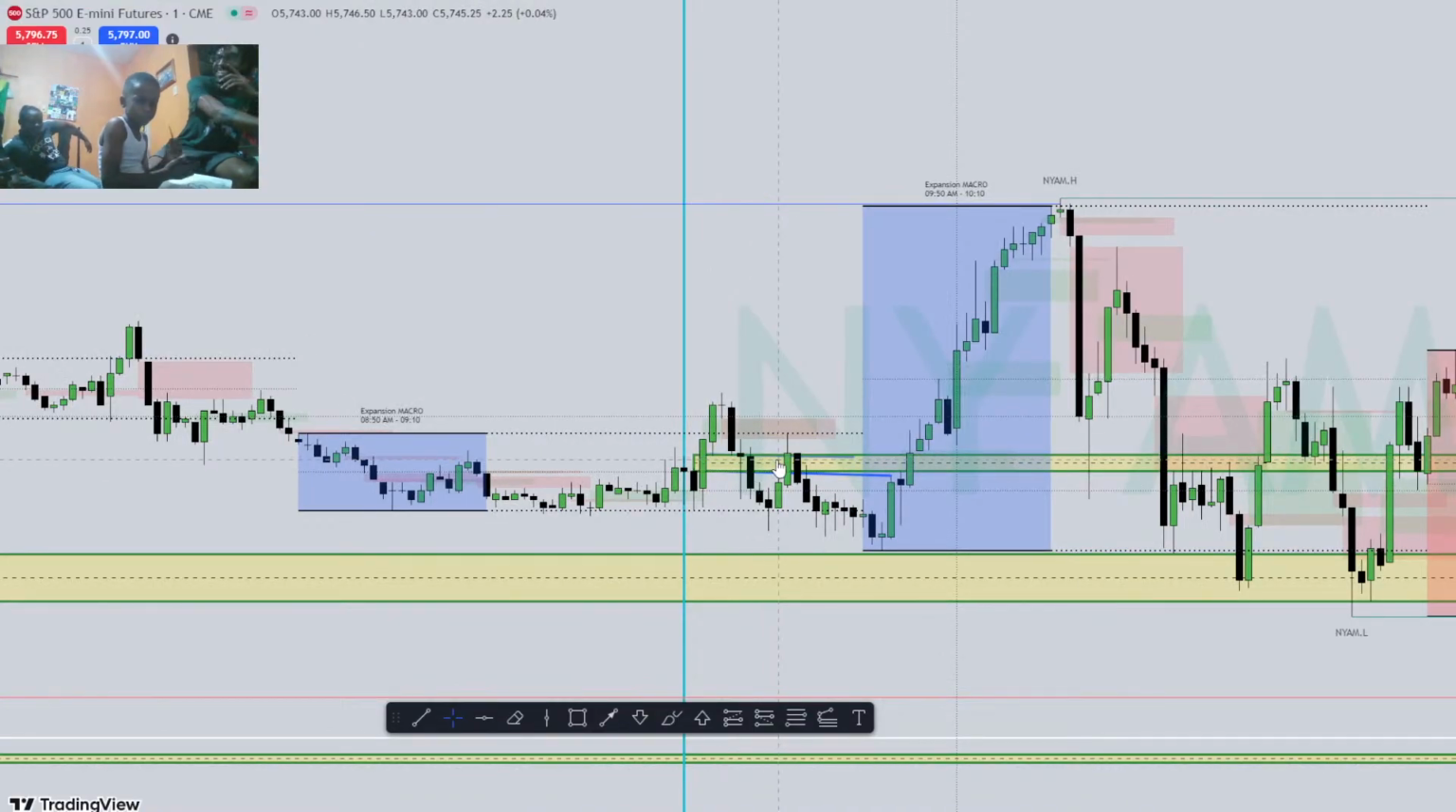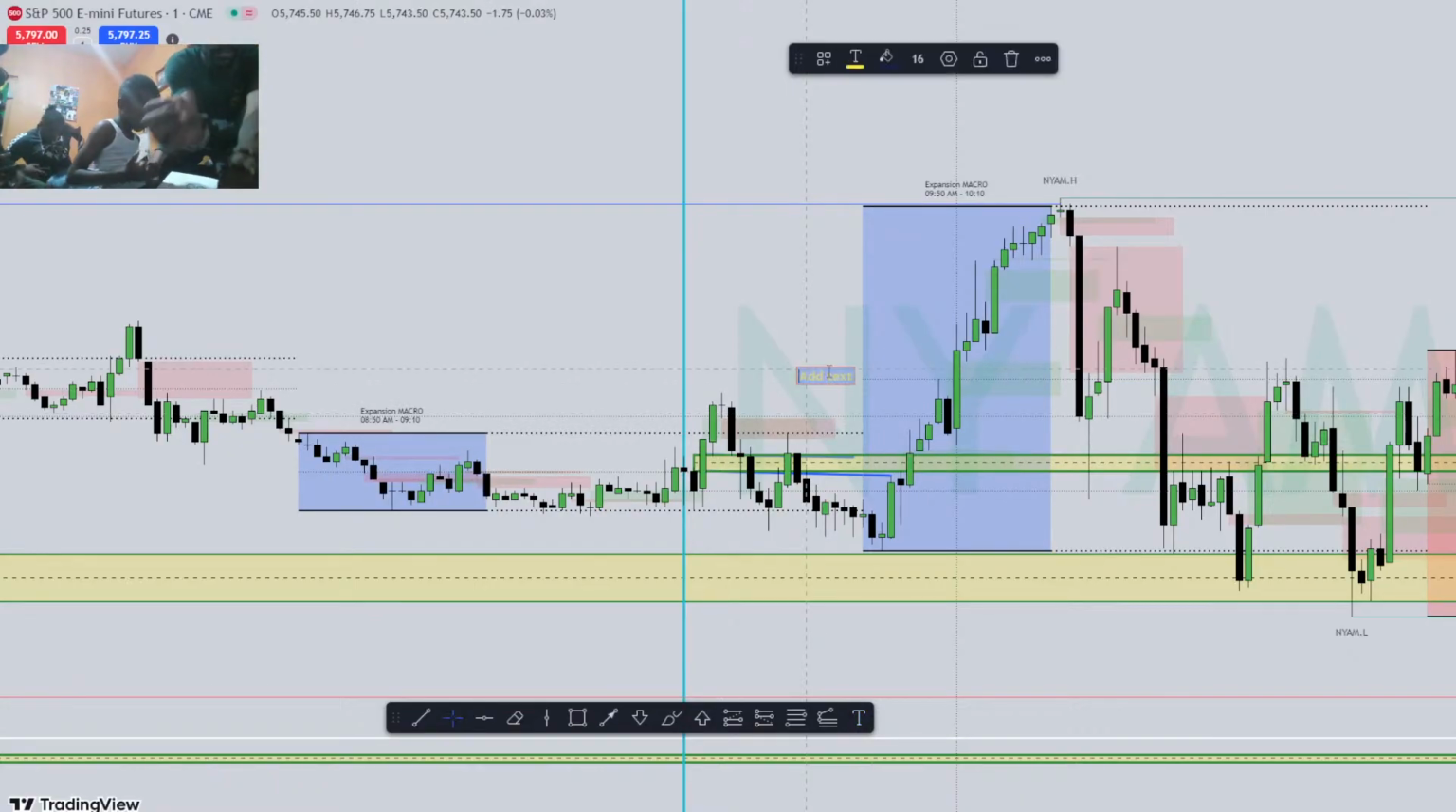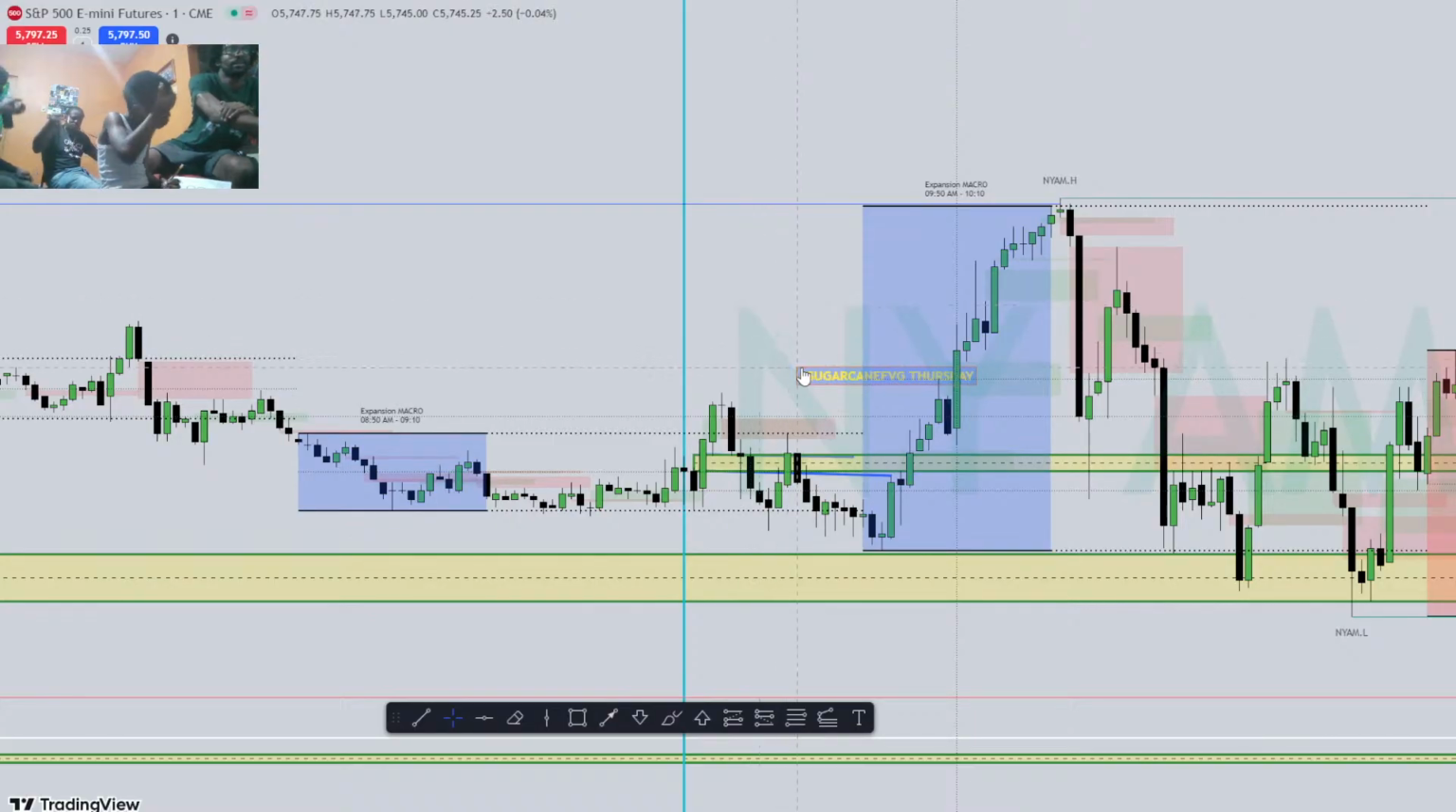So this is it. Boom. We can label it real quick. What do we label it as? Just the same thing, right? Label the sugar. Fair value gap. And then this could be Thursday. See?